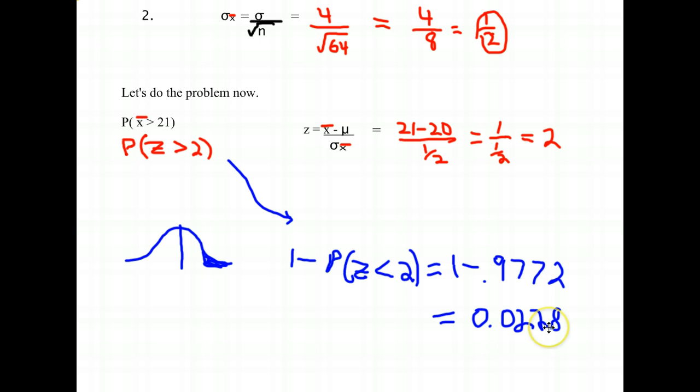It's 2.28%. Well, folks, this almost took 10 minutes. Sorry to take that long, but I hope this was helpful to you.